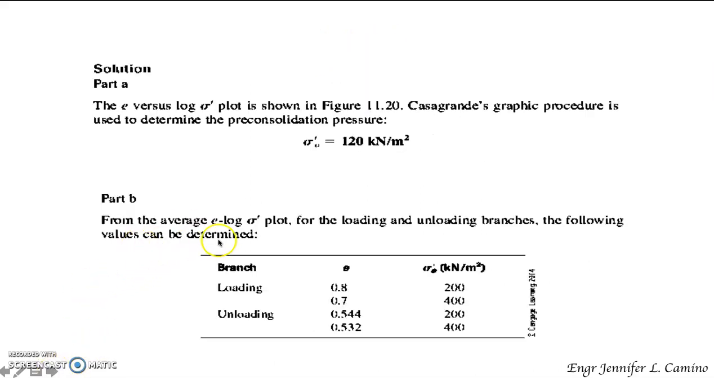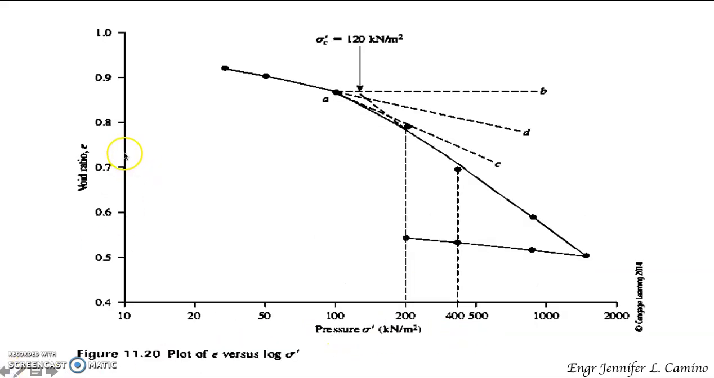Then, of course, from the plot of that figure, for the loading and unloading branches, you can have these values. For the loading, when void ratio is 0.8 and 0.7, we have pressures of 200 and 400. For the unloading, which is 0.544 and 0.532, we got 200 and 400. That is based on this figure. So this one is the loading, and this one, you have 200 and 400. For the unloading, you have this value 200, and the other one is this one, which has 400.